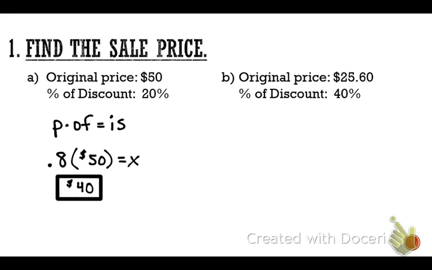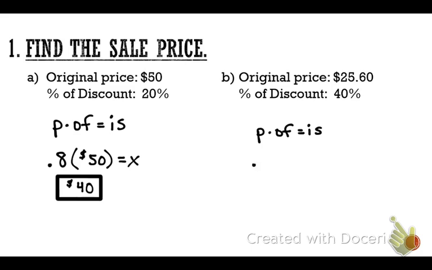I want you to do the same exact thing on problem B. Problem B, the original price was $25.60, but we get a discount. We're getting 40% off. So let's start with our formula. What's the formula? P times of equals is. Excellent. Now remember, the P, whenever we're finding a discount, we're going to plug in the percentage that we are actually paying. Charbel, if I get a 40% discount off of 100%, what percentage am I paying? 60%. Change it to a decimal for me.